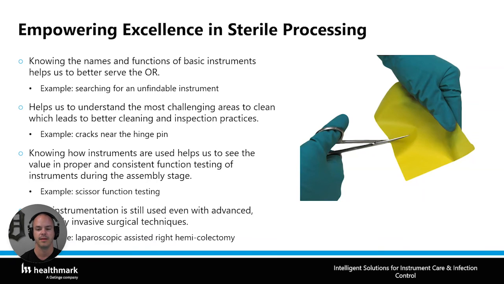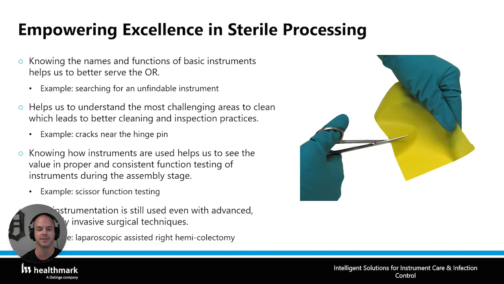We can then go ahead and find that instrument. So as long as we know the names, right? And we know basically what instruments are in what type of sets, we can better help find these things. It also helps us to understand the most challenging areas of the instrument to clean, which leads to better cleaning and inspection practices, right?